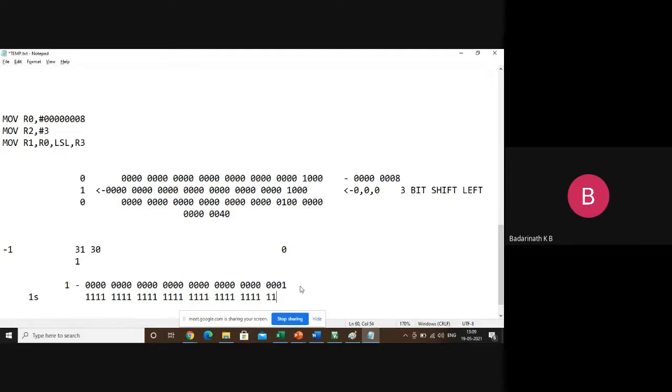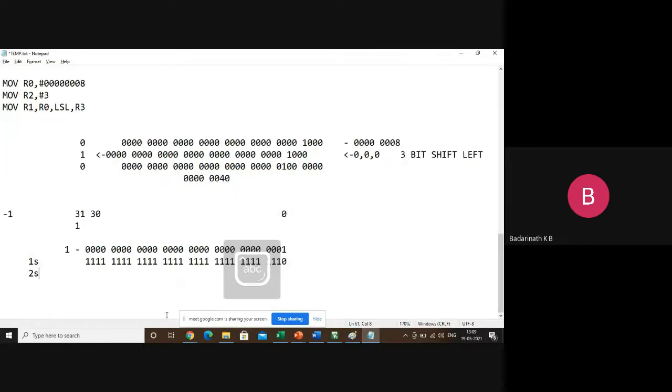So, and then 1, 1, 0. That means that I have done a 1's complement. Now what do I have to do? I have to do a 2's complement of this one. I have to calculate the 2's complement, because signed numbers are always represented in 2's complement. The magnitude is represented in 2's complement.